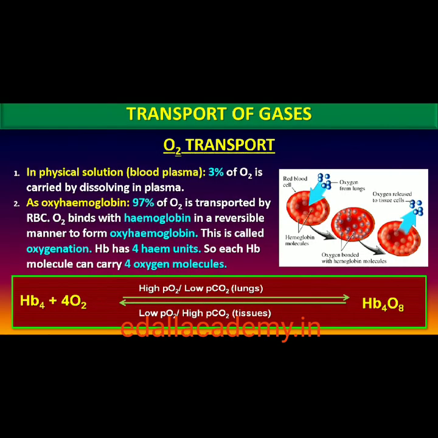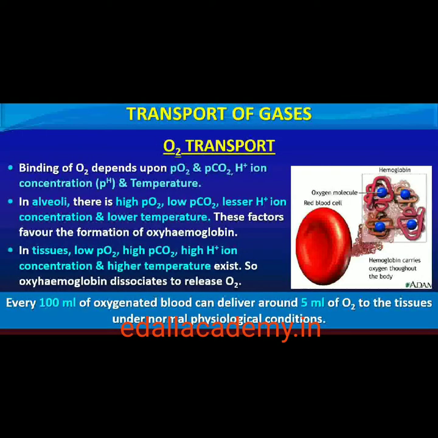17.4.1 Transport of oxygen. Hemoglobin is a red-colored iron-containing pigment present in the RBCs. O2 can bind with hemoglobin in a reversible manner to form oxyhemoglobin. Each hemoglobin molecule can carry a maximum of 4 molecules of O2. Binding of oxygen with hemoglobin is primarily related to partial pressure of O2. Partial pressure of CO2, hydrogen ion concentration and temperature are the other factors which can interfere with this binding.